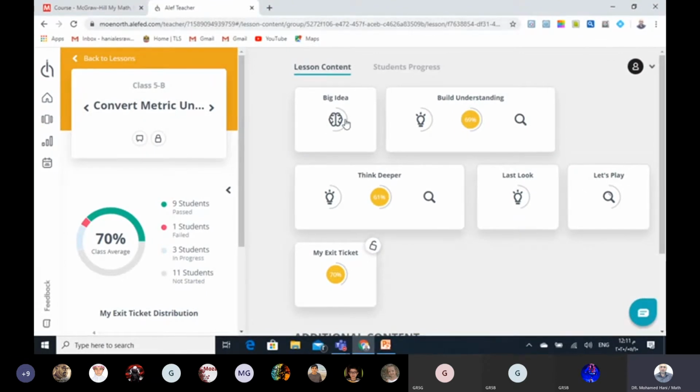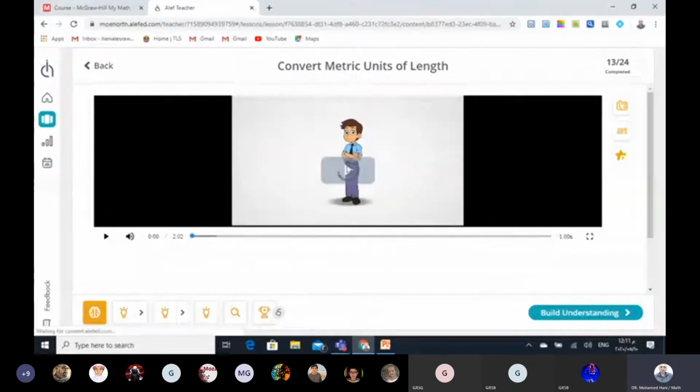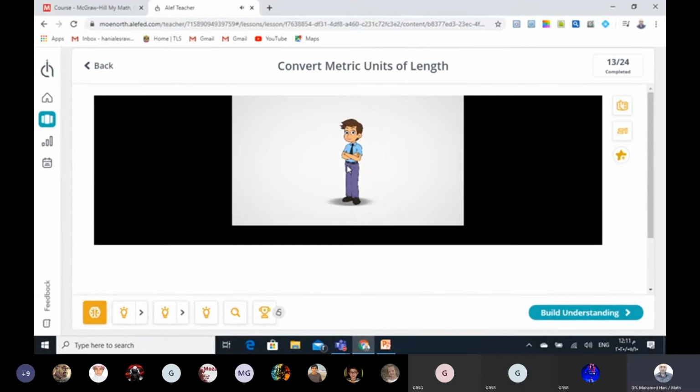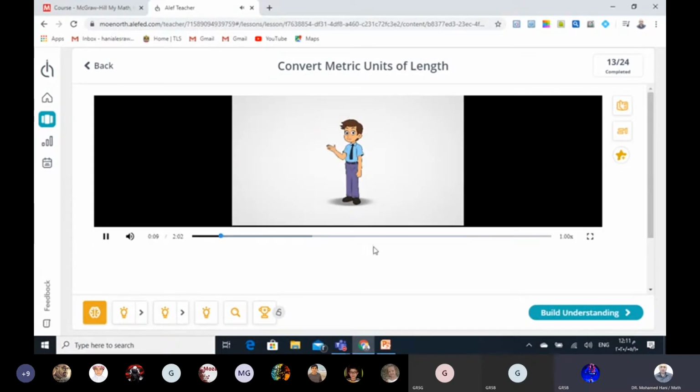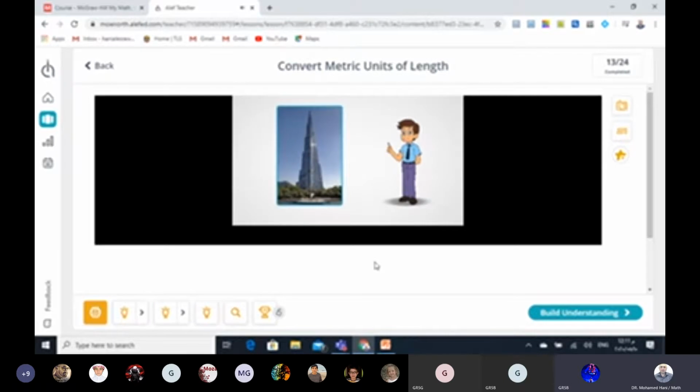The first idea, go to the big idea here to see the videos. Very important to see the videos. We use comparisons every day. For example, what is your height? Are you taller or shorter than your friends? How far did you walk today? Did you walk more or less yesterday? How tall is this building? Is it taller or shorter than your school?